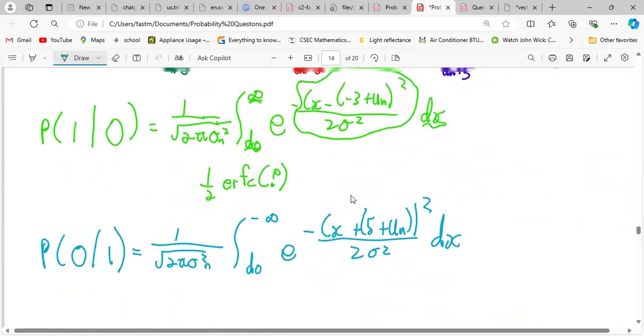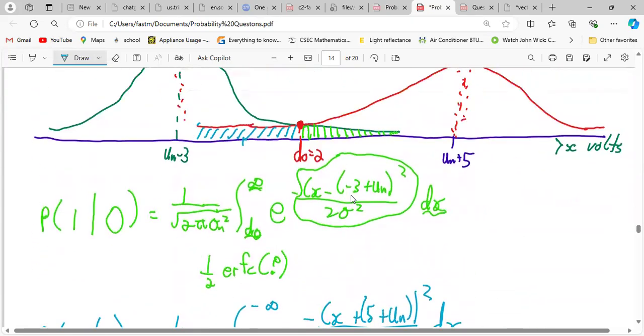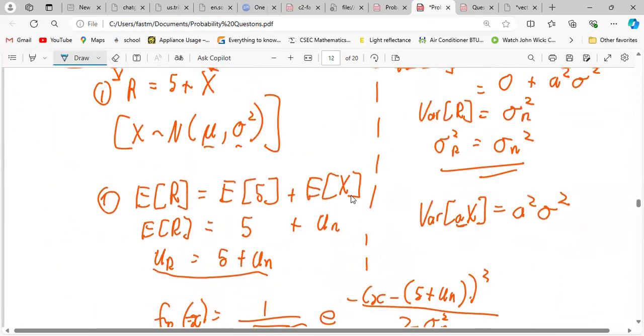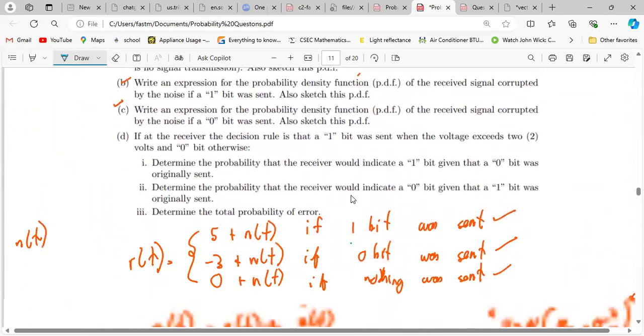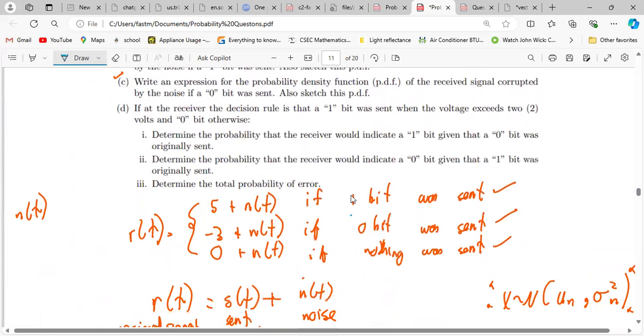All right, and then the final thing they wanted was the total probability of error. It would just be adding the two of them together. It would be the probability of getting a 1 given that you send a 0, plus the probability of getting a 0 given that you send a 1. And that'll be the end of that one. Right. So I'm going to stop it.